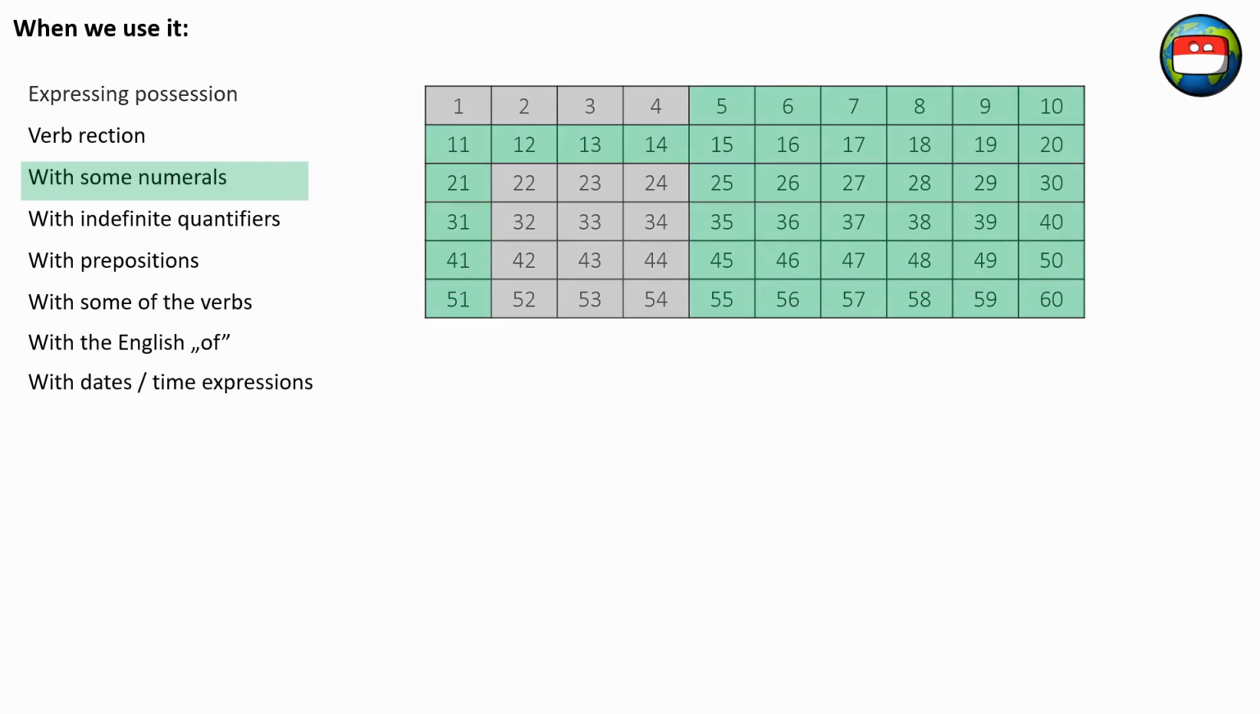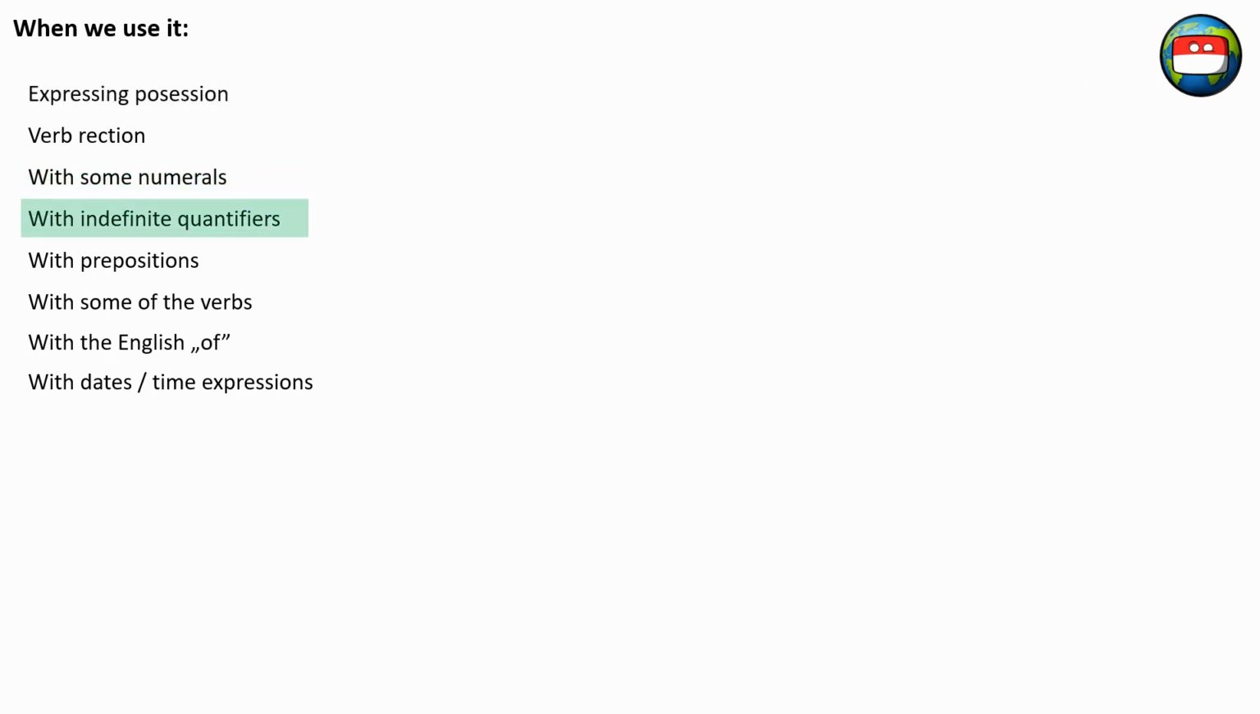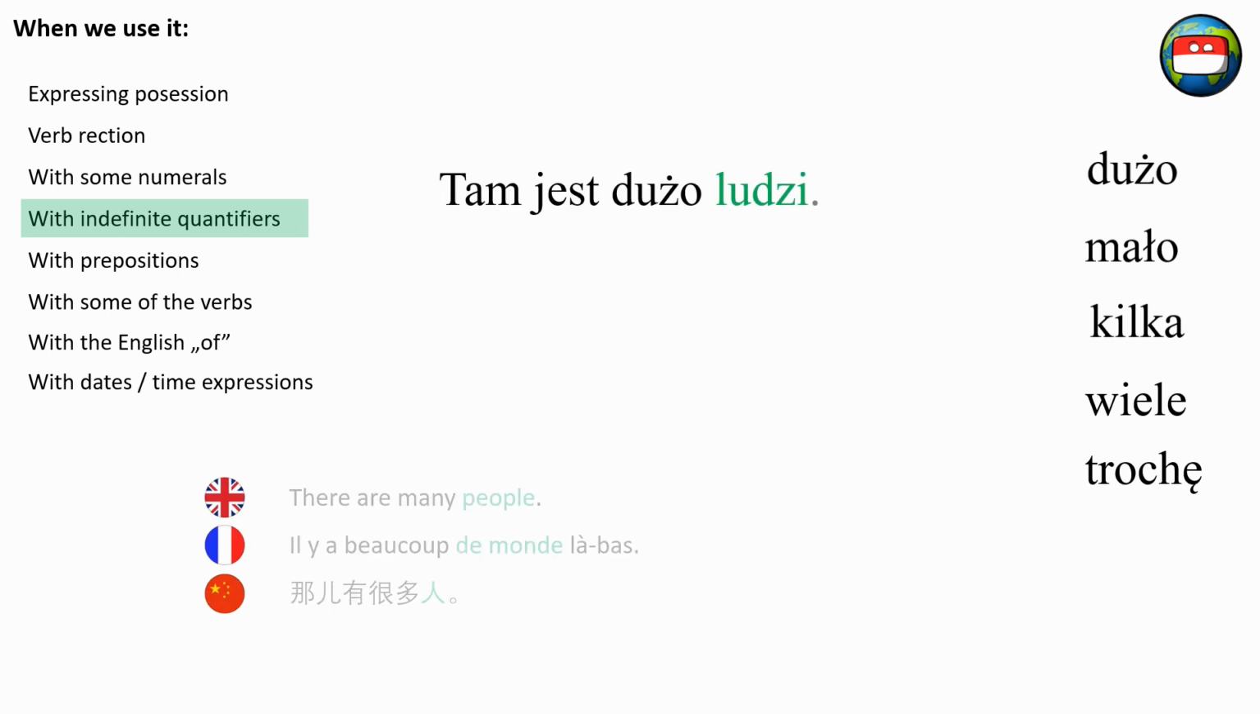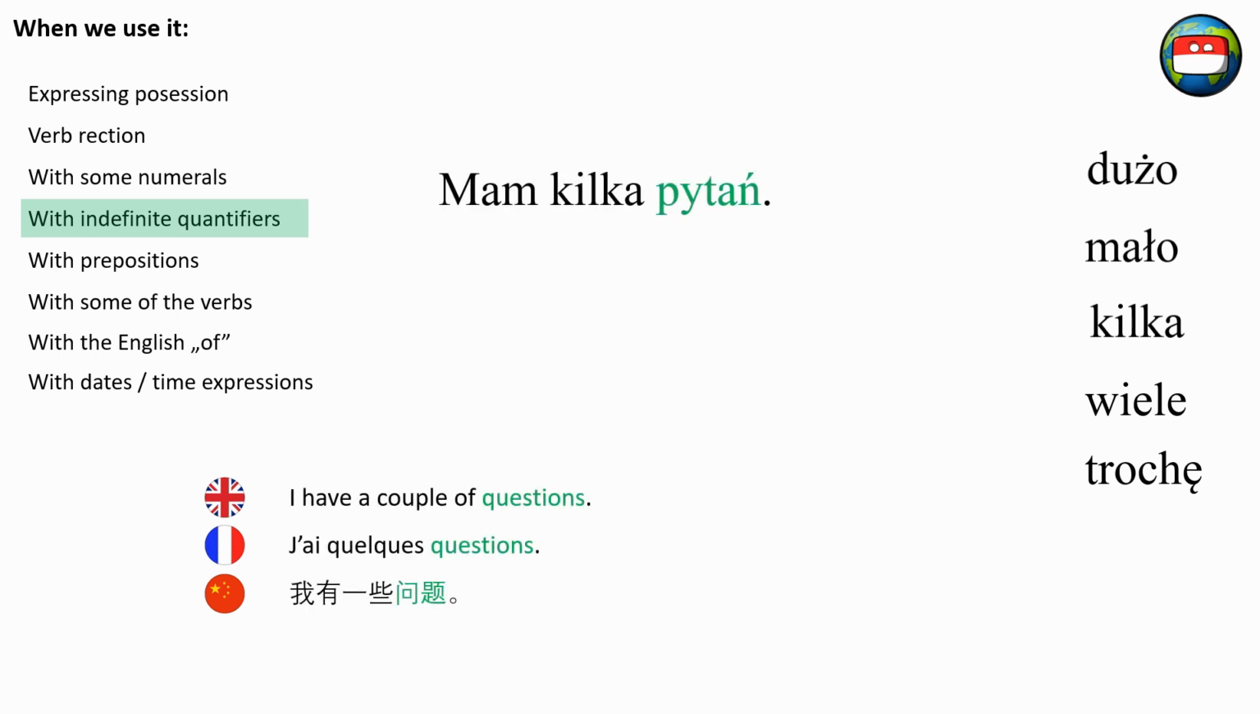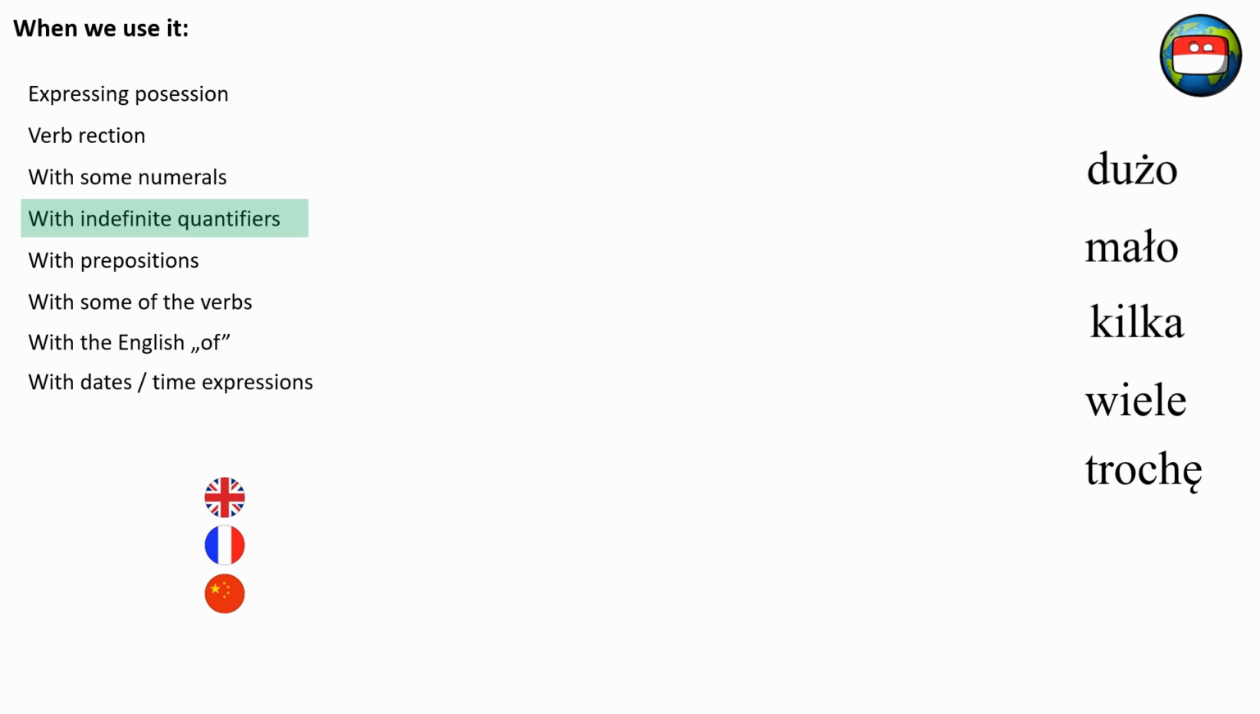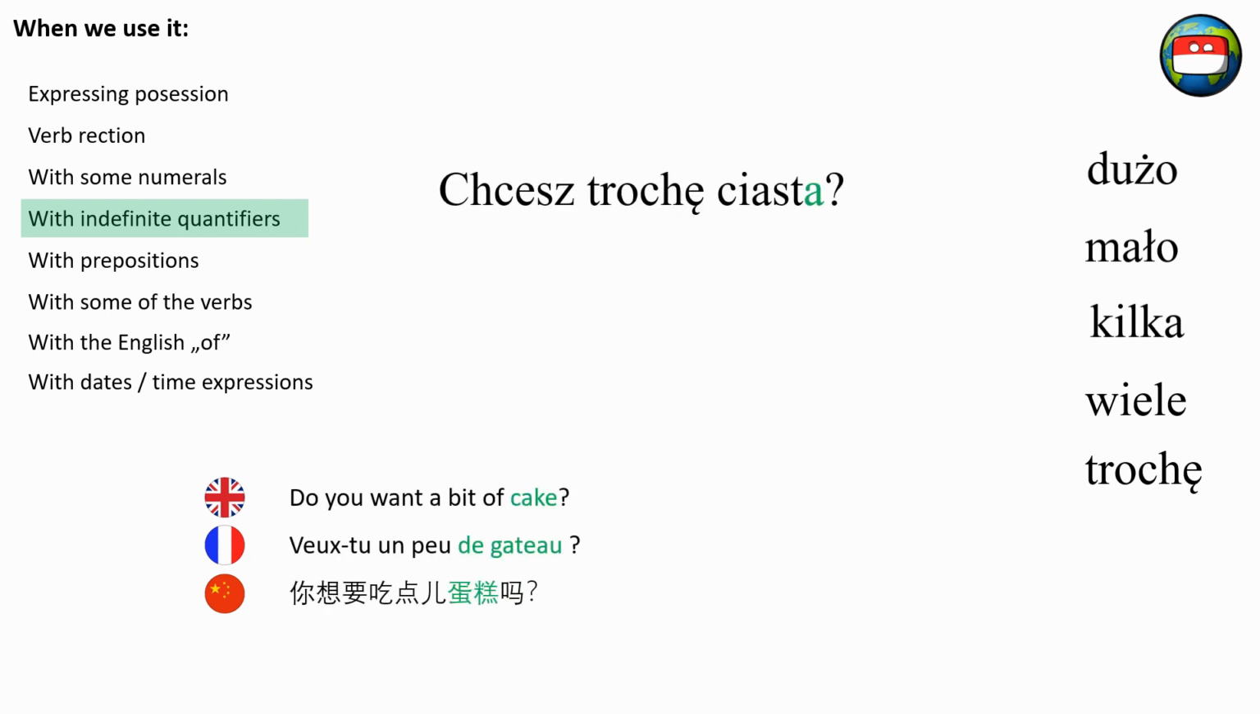Genitive is also applied after words such as a lot of, few, a couple of, many, a bit, which in Polish would be dużo, mało, kilka, wiele, trochę. Tam jest dużo ludzi. Mam kilka pytań. Chcesz trochę ciasta?